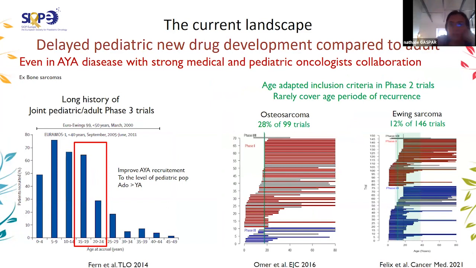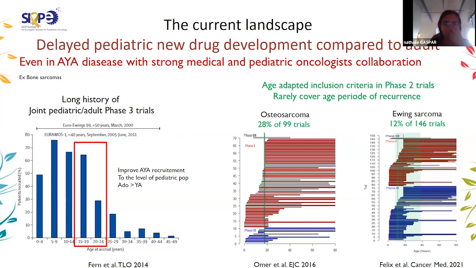But we know that when you are able to do joint trials, you are able to increase the inclusion of adolescents and young adult patients to a range, at least for the adolescents, that is close to that of children. Less so for the young adults, but this works very well especially in bone sarcoma, as you can see here. It works in phase 3, but if you look at phase 2, we still have an 18-year barrier that is completely not understandable if you look at the epidemiology of this disease, which is typically an adolescent and young adult disease.